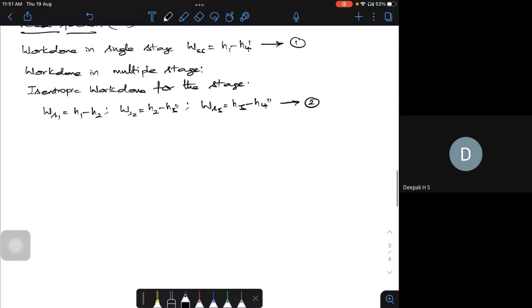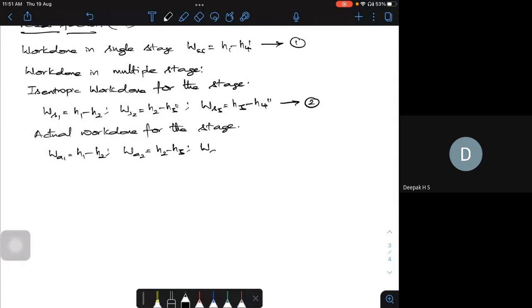Now, similarly for the isentropic work, I can write the actual work done for each stage. For the first stage it is H1 minus H2. For the second stage it is H2 minus H3. And for the third stage it is H3 minus H4. I'm going to call that equation number 3.